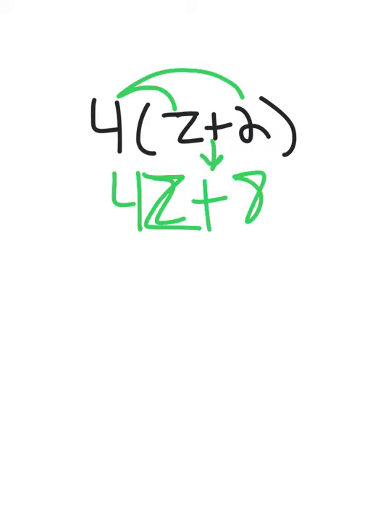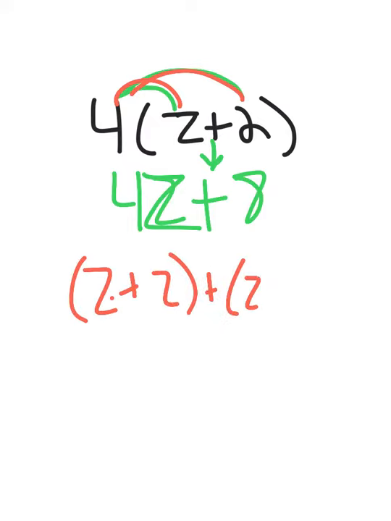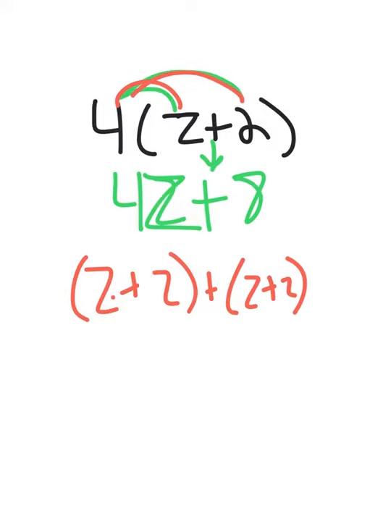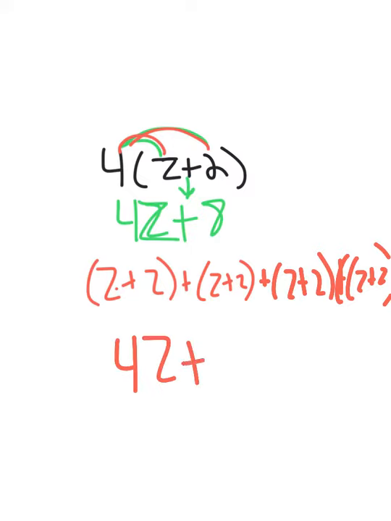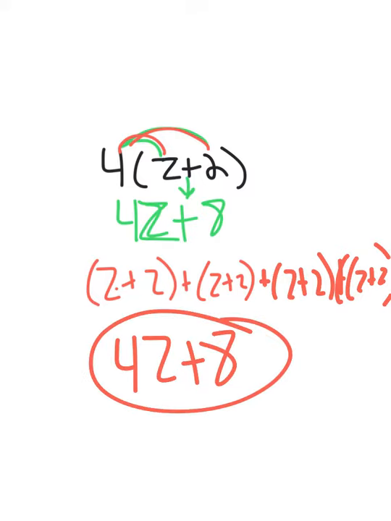And now let's go down below and see if that still works if we make 4 different groups. So z plus 2, z plus 2, plus z plus 2, plus z plus 2, and we have 1, 2, 3, 4 z's plus 1, 2, 3, 4 2's, which is 8. Still works.